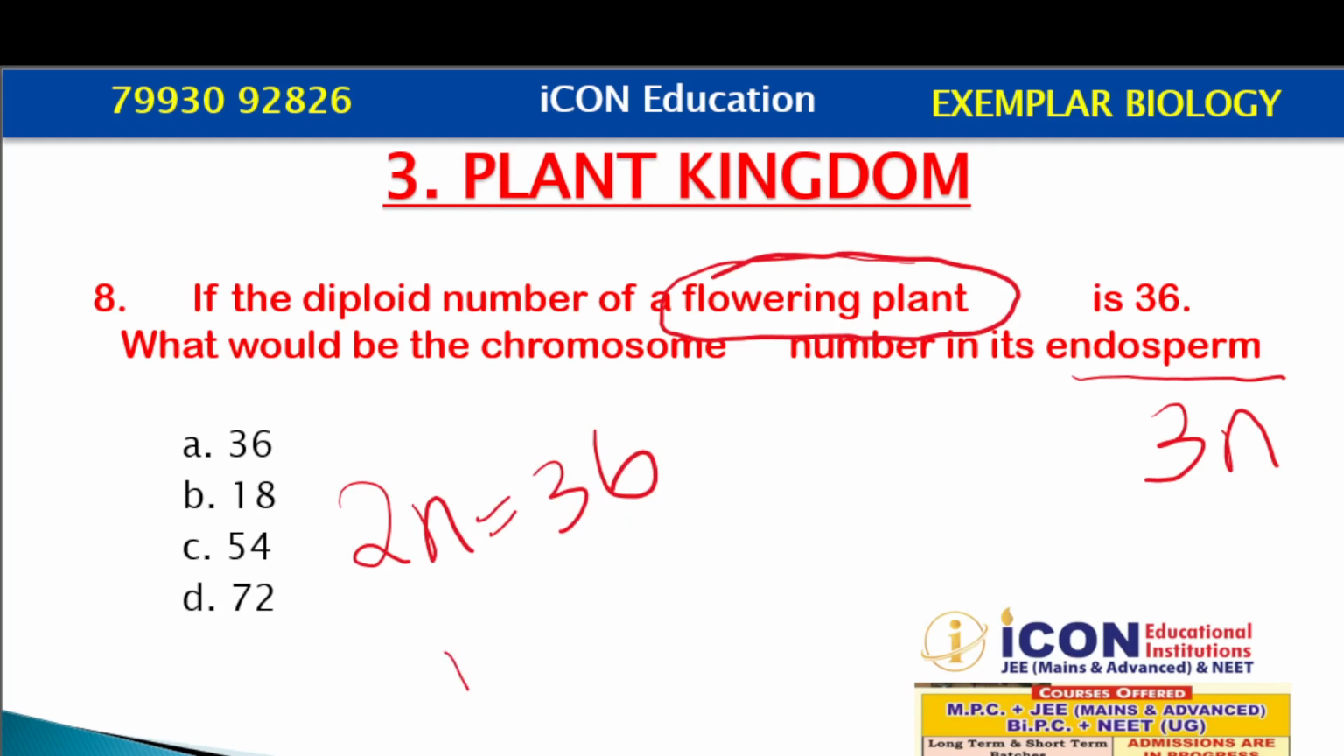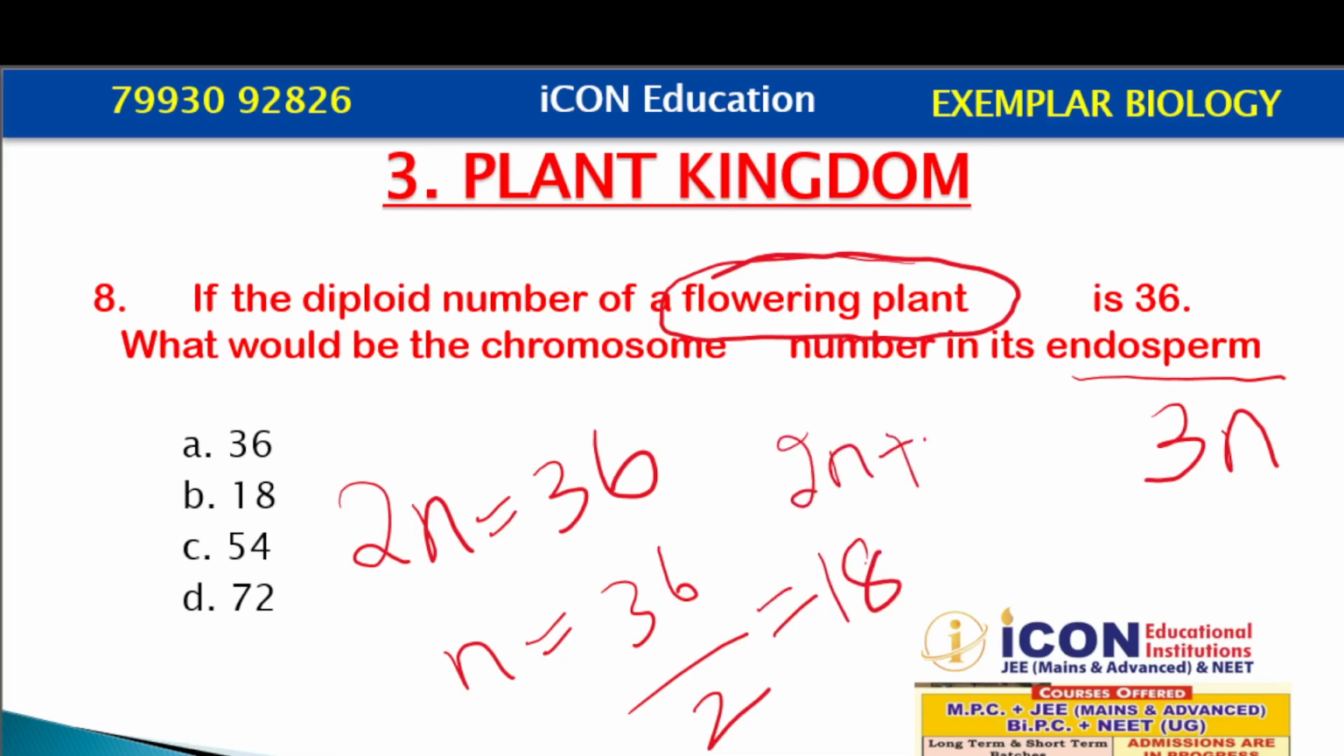So here n is equal to 36 divided by 2, because we have to find out the n. So n is equal to 18. Now 3n condition means 2n plus n is equal to 3n. So 36 plus 18 is equal to 54. So option C is having 54. So if the diploid number of a flowering plant is 36, what could be the chromosome number in its endosperm? The correct answer is 54.